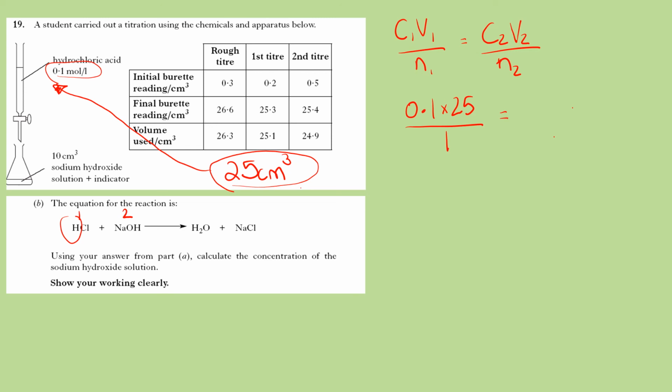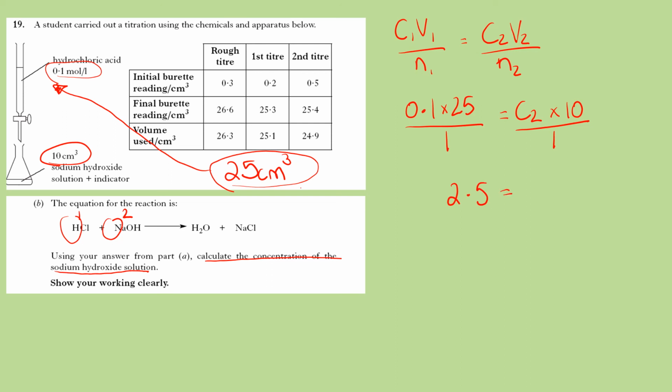C2, the concentration of the sodium hydroxide. Well, the question says calculate the concentration of the sodium hydroxide, so that is going to be C2. That's the one we don't know. V2, what's the volume of the sodium hydroxide? 10, it's in the diagram. Over the balancing number, again no number, so it's 1. So let's work this out. 0.1 times 25 divided by 1 is 2.5.